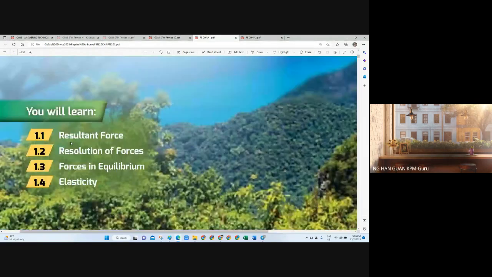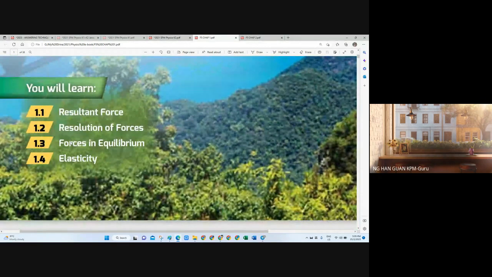Okay, so Chapter 1 is basically split into 2 different parts. The first part we will focus on force equilibrium, which is how to find the resultant force with different methods. And the next part of Chapter 1, we're going to focus on elasticity. So those are the basics of the 2 different parts.